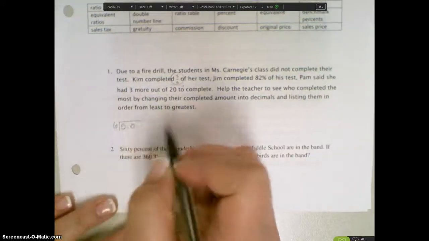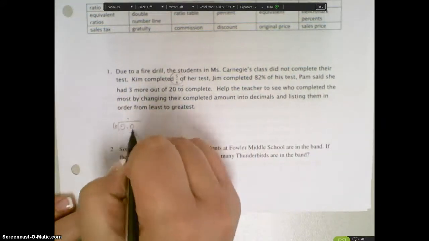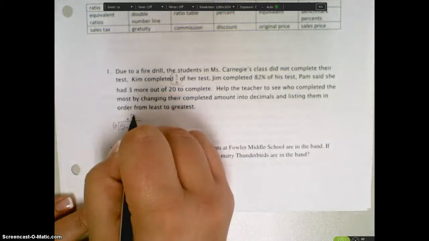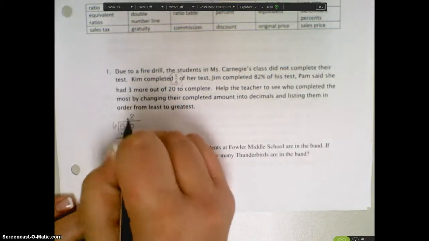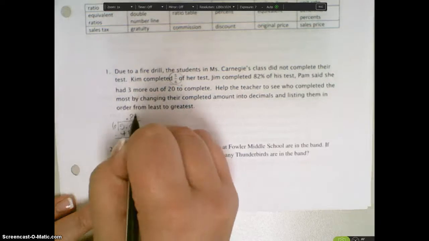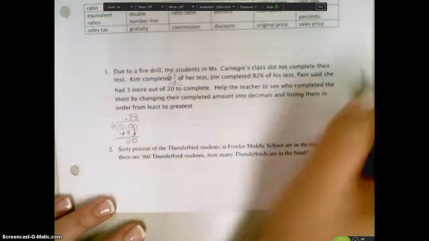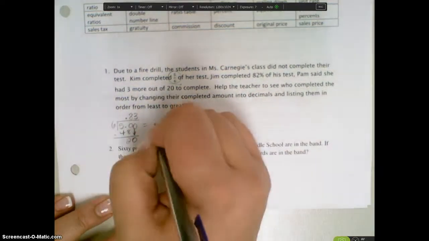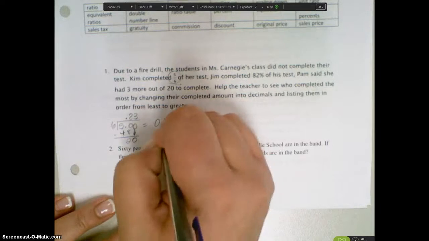I'm going to add a decimal and a 0, bring my decimal up. 6 goes into 50 8 times, and that's 48. I'm going to subtract and get 2, bring down my 0. 6 goes into 20 3 times. I'm going to leave it here because I think most of these will be able to go into the hundreds. So 5/6 is about 83 hundredths.